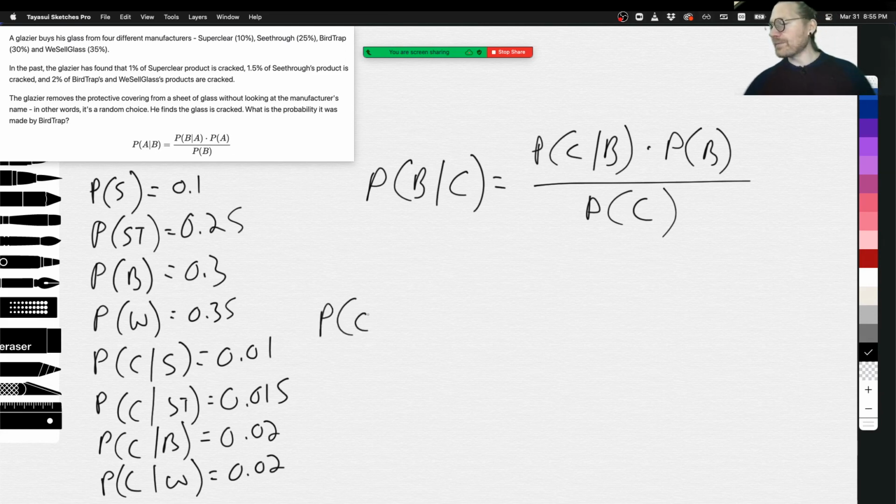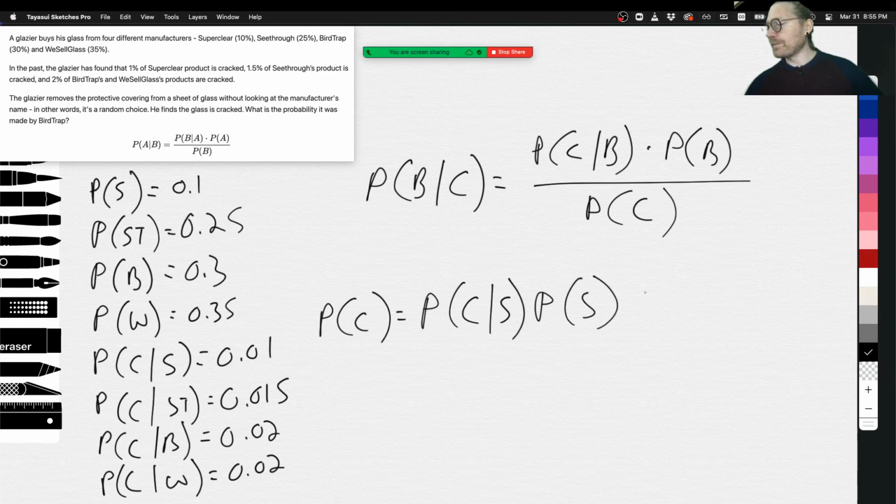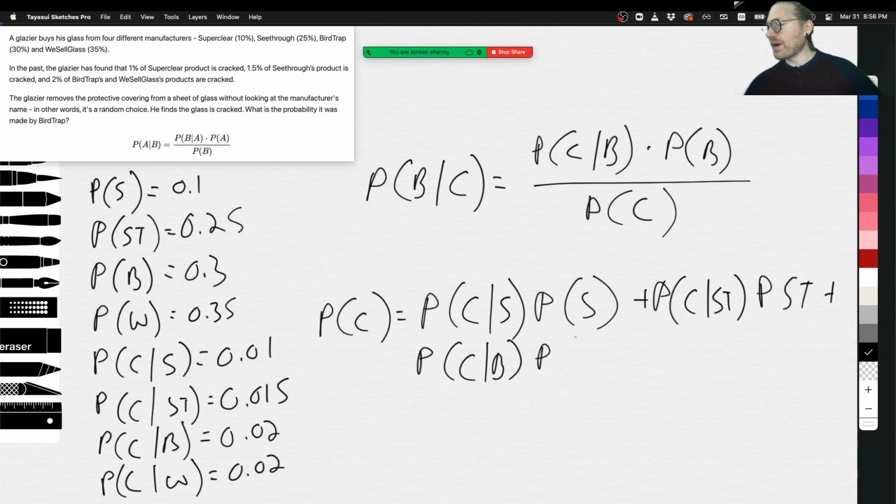So probability of cracked is going to be, well, it's kind of nice. We've got all this kind of lined up, right? And we can see this as the probability of cracked given super clear, multiplied by the probability of super clear. And we can add to that the probability of cracked given see-through, multiplied by the probability of see-through. Add to that the probability of cracked given bird trap, multiplied by the probability of bird trap, and then the probability of cracked given we sell glass, multiplied by the probability of we sell glass.